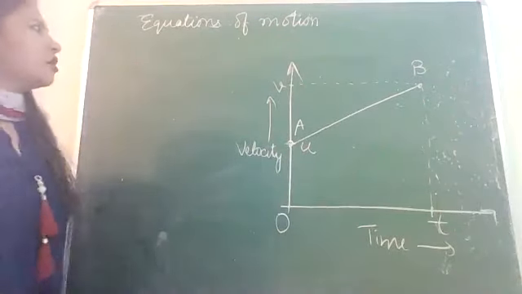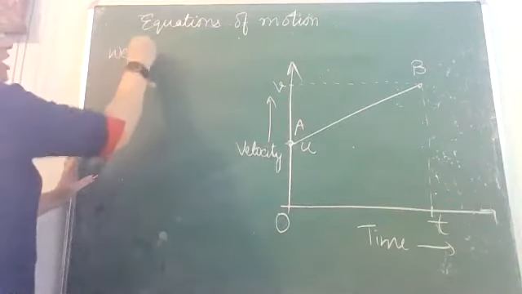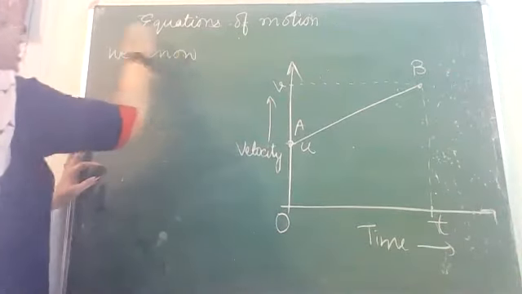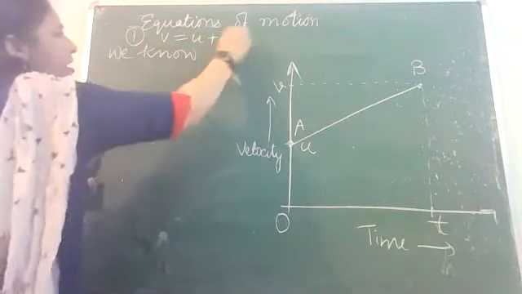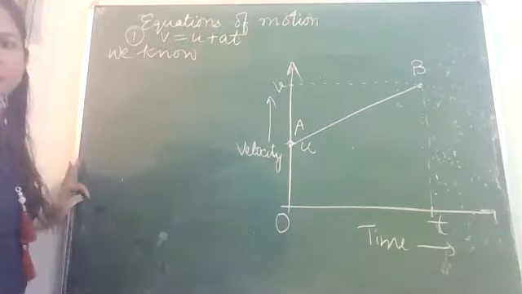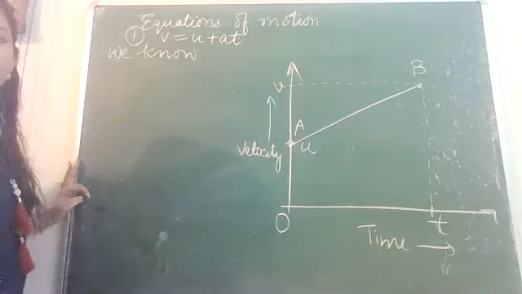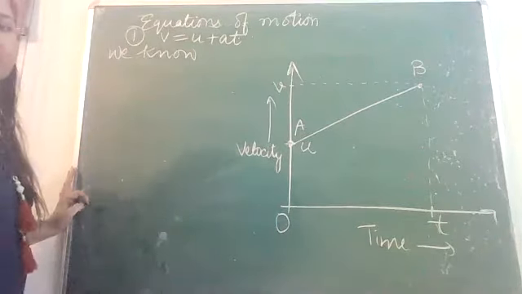Right? So we know how to derive the first equation of motion. So this is the proof of the first equation, v equal to u plus at. We are going to prove this equation. So write the heading: to prove v equal to u plus at.